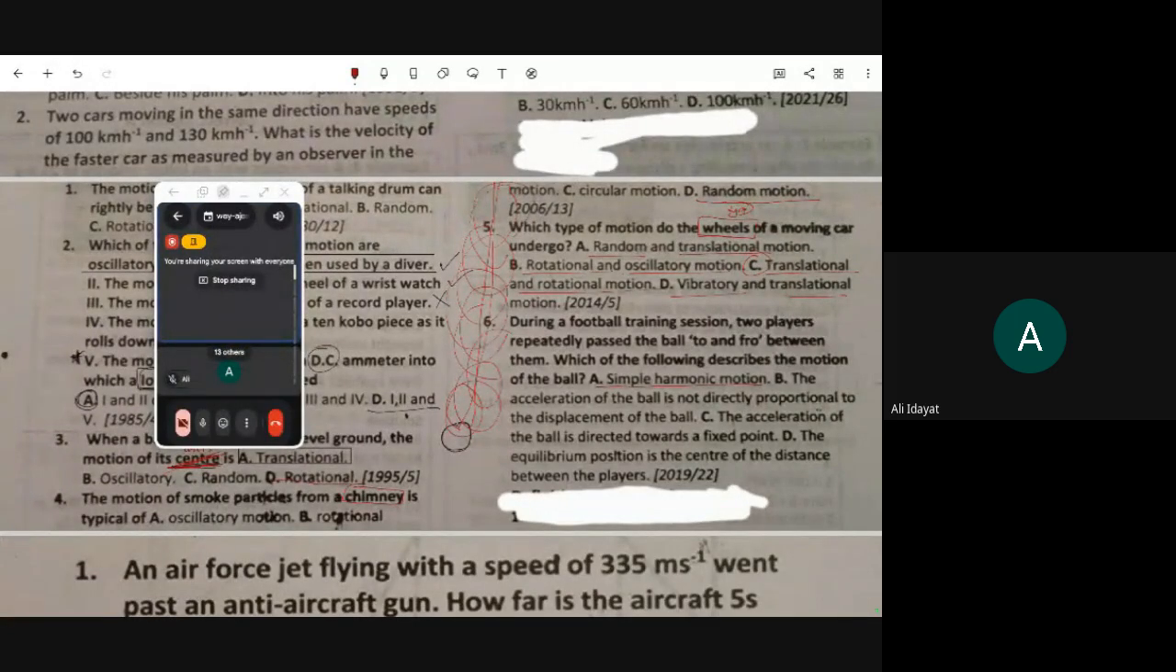So what is simple harmonic motion? Someone says C. C.